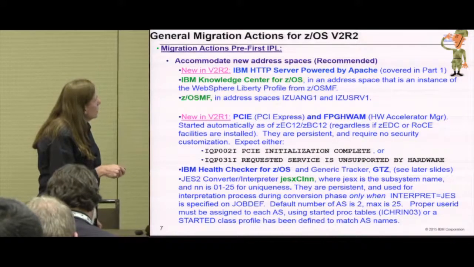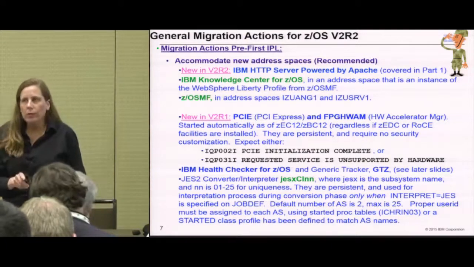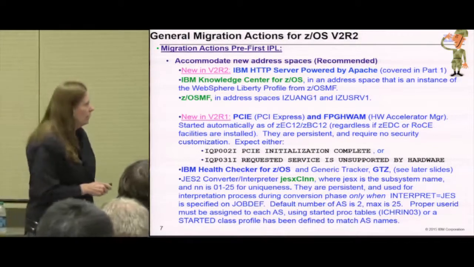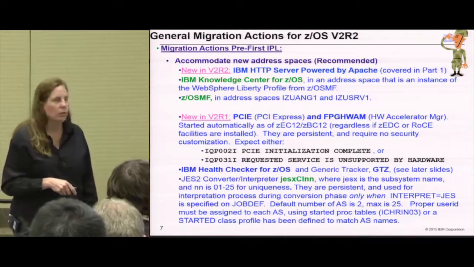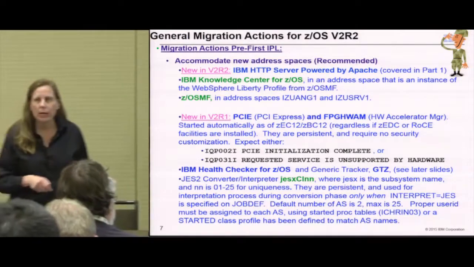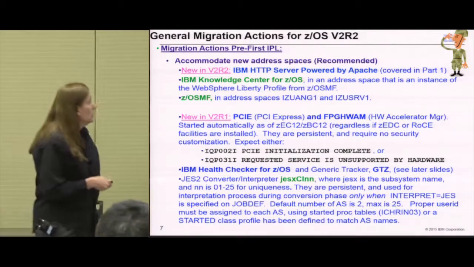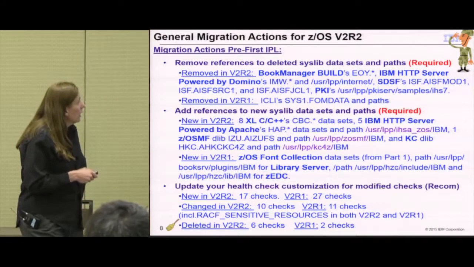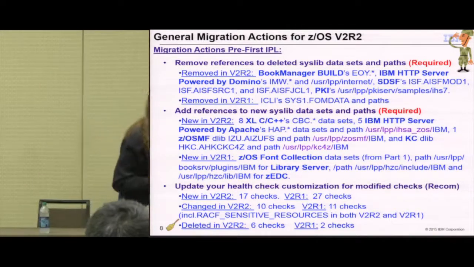Health Checker is a new address space on z/OS 2.1. It's not new if you're already using it, but it's new because we're going to start it for you. So everyone's going to have it on z/OS 2.1. And also we have Generic Tracker on 2.1, so we'll talk about that. And then JES2 converter and interpreter have many new address spaces depending on how much you want to exploit with those functions.